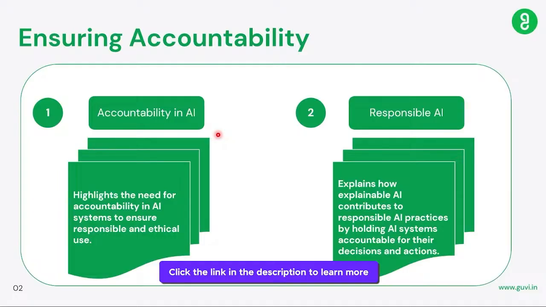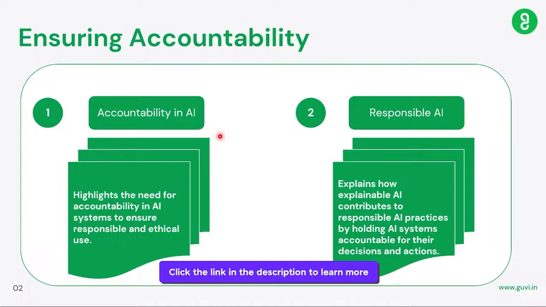Explainable AI facilitates accountability. By providing transparency into the decision making processes of AI systems, users can trace the factors that influenced AI predictions or recommendations, allowing for validation and scrutiny of AI outputs. Furthermore, there are accountability frameworks and regulations that mandate or encourage the adoption of explainable AI practices to ensure responsible and ethical AI deployment.